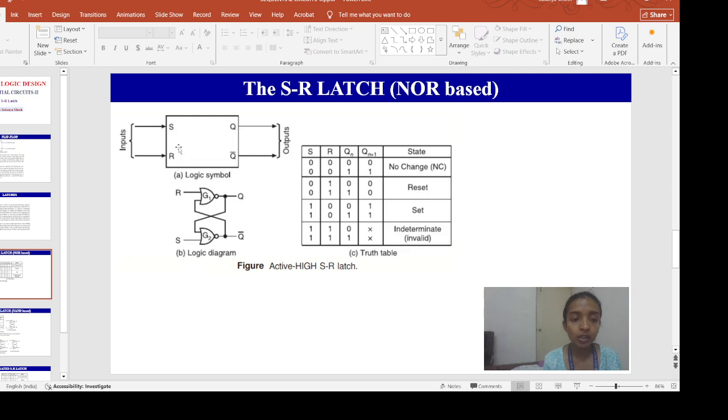So if both the inputs are made high, the output will be unpredictable. That is, both Q and Q bar may be high, or both may be low, or any one of them may be high and the other may be low. So this condition is described as not allowed, or unpredictable, or invalid, or intermediate state.